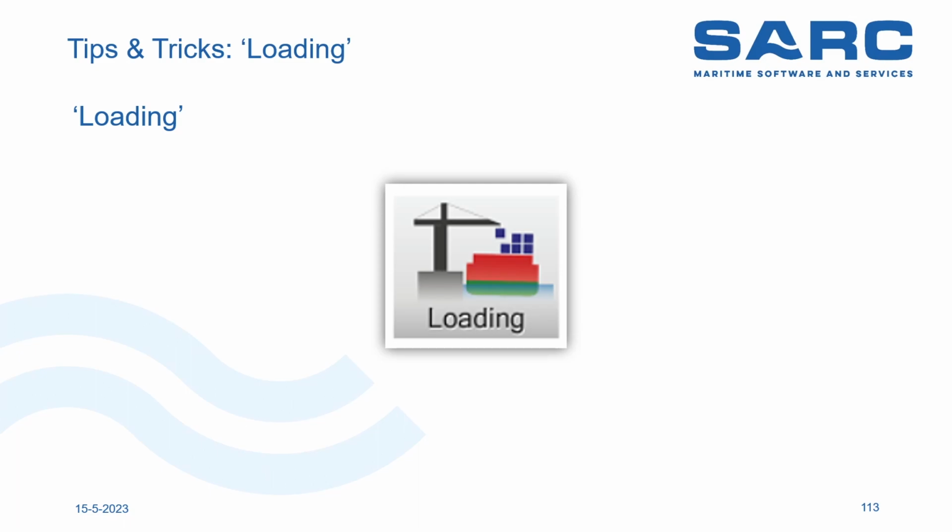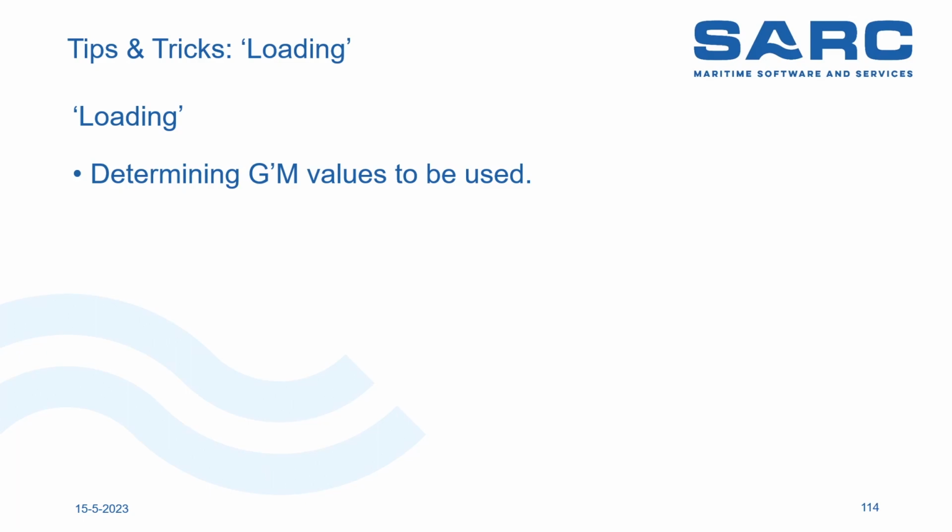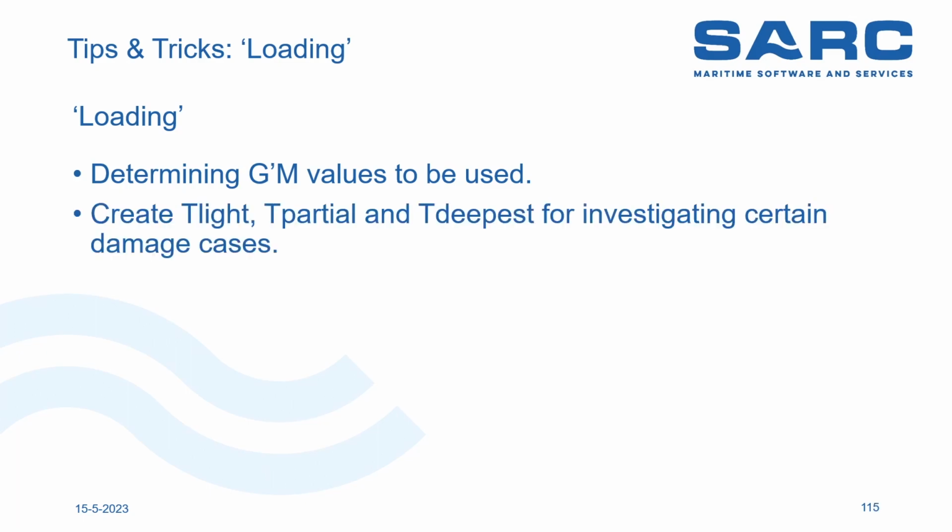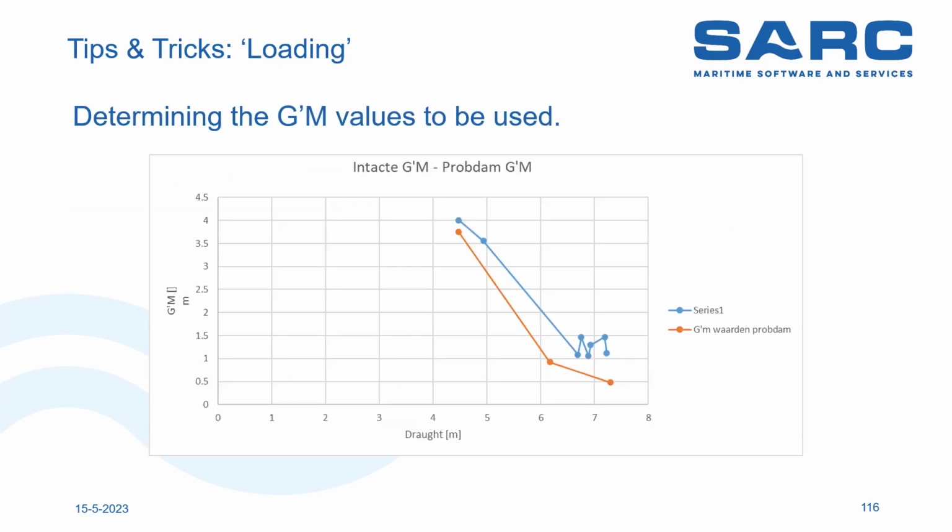Continuing with loading. Determining the GM values to be used and creating a light, partial, and deepest subdivision draft condition for investigating certain damage cases. What I tend to do, this is not Probdam, this is just Excel. I make a graph, insert all intact loading conditions, the drafts to be used for probabilistic, and the GM values I want to use. This gives a nice overview of how much reserve you have when you use certain GM values. I think that's a smoother way to start a calculation instead of just thinking of some GM values.